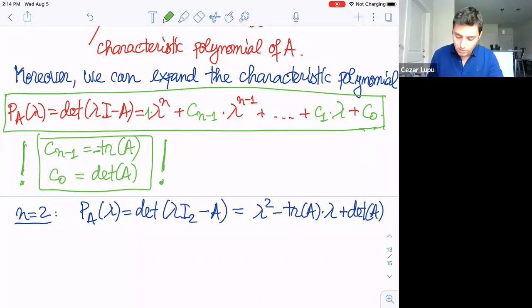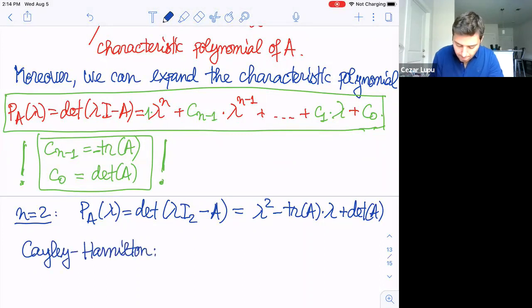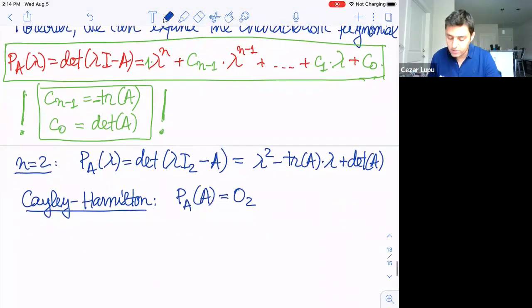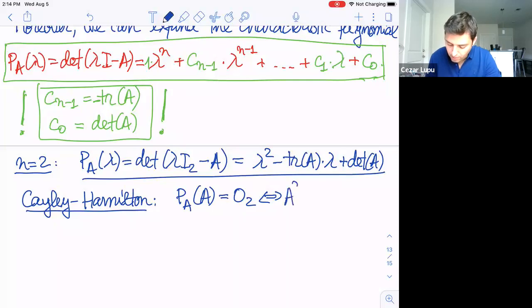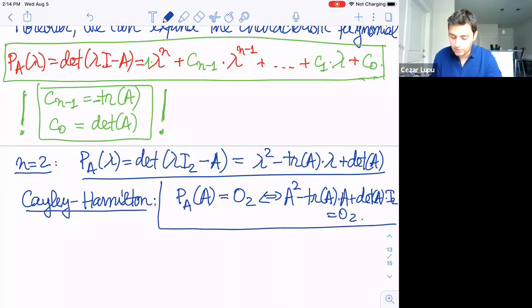And of course, we have said that the Cayley-Hamilton theorem says that PA of A, if we take lambda to be the matrix A, gives us the null matrix. This is equivalent to saying that if we plug it in, we have A squared minus trace of A times A plus the determinant of A times the identity equals 0. Okay, that's the Cayley-Hamilton theorem for 2 by 2.